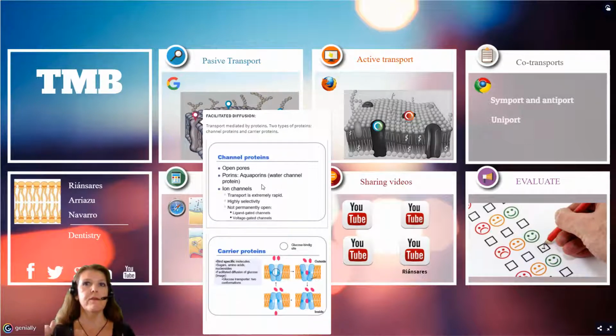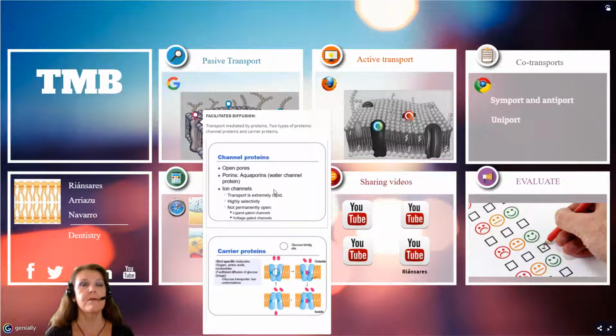So we talked before about osmosis, and now we are talking about aquaporins. In osmosis, water crosses directly the lipid bilayer. Here they are using channel proteins. Well, in this case, when they use channel proteins, the movement of water is quicker than when they move by osmosis. The other type of channel proteins are the ion channels.